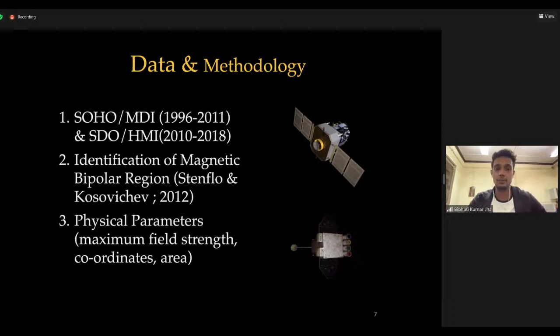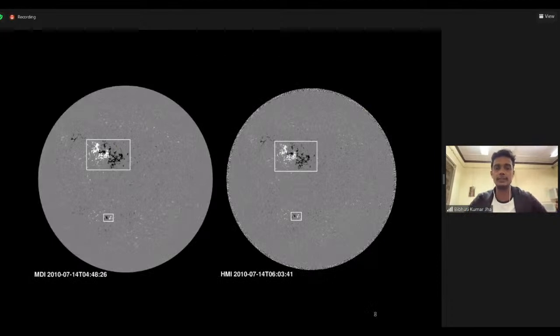I have used the data from SOHO and SDO. The first task was to identify the magnetic bipolar regions. For that, I have used a method similar to Stenflo and Kosovichev, but with a little modification for our purpose. Then I have extracted the different physical parameters for all those bipolar regions from the magnetograms taken from SOHO and SDO. This is one example where you can see they have clearly detected the bipolar regions from the magnetograms. Since Stenflo and Kosovichev only applied their method to the MDI data, I have extended their work to HMI also. I have applied that method to HMI data, and you can clearly see that this method works perfectly on both data sets. I have taken almost the same time period of data from both instruments so that you can compare them.